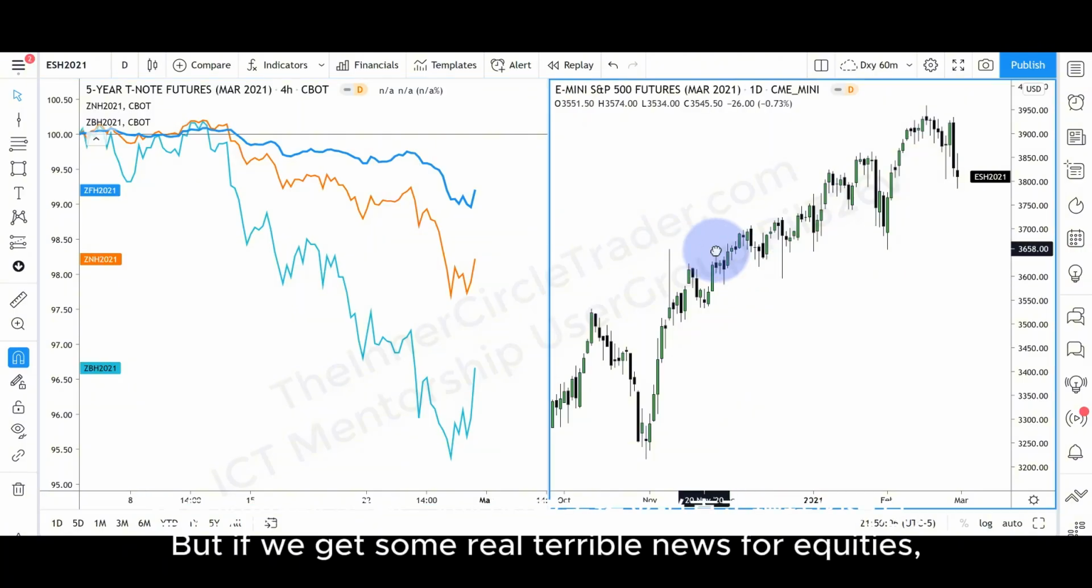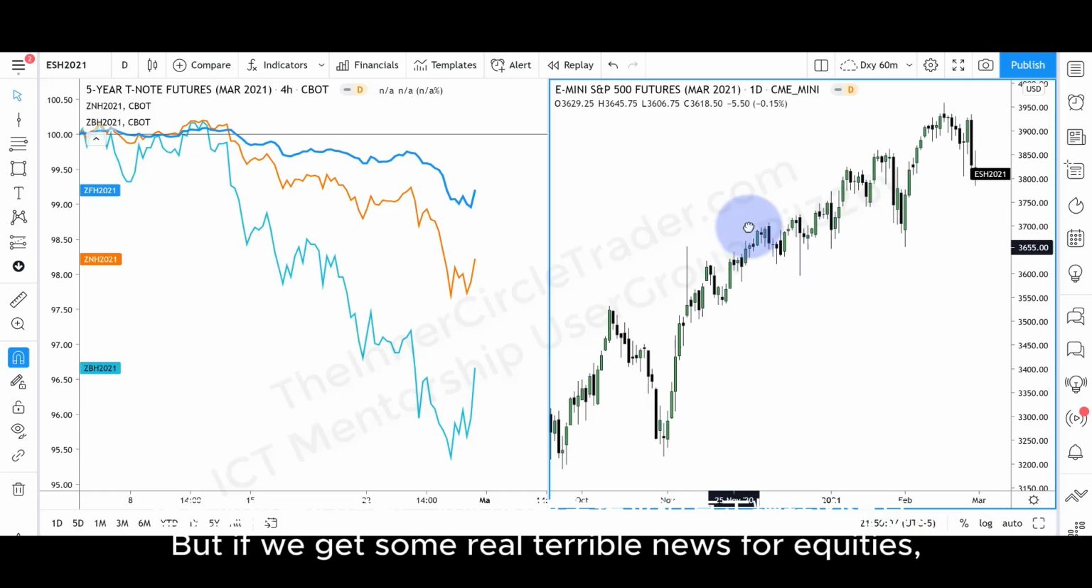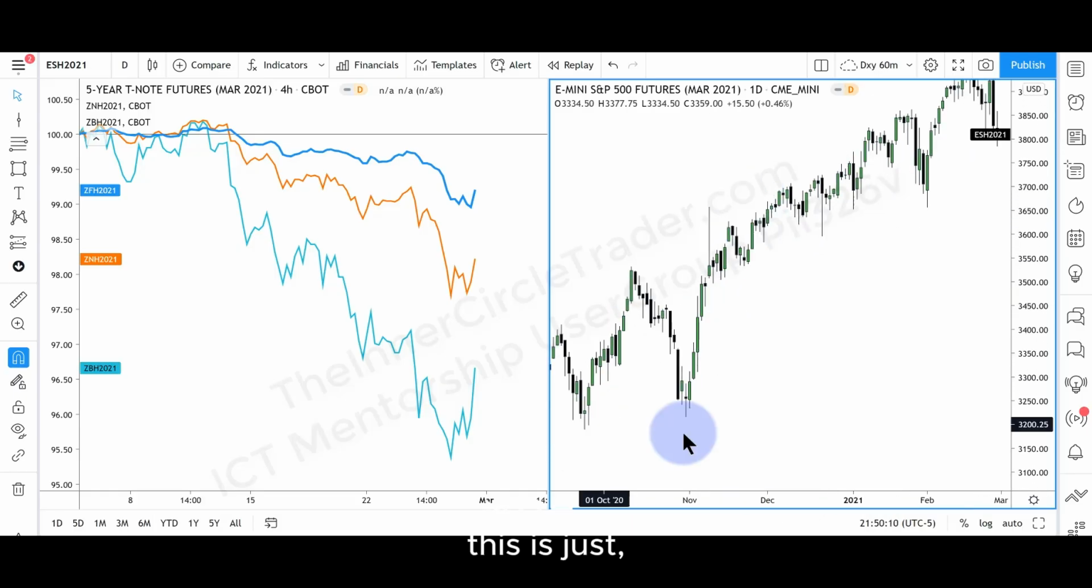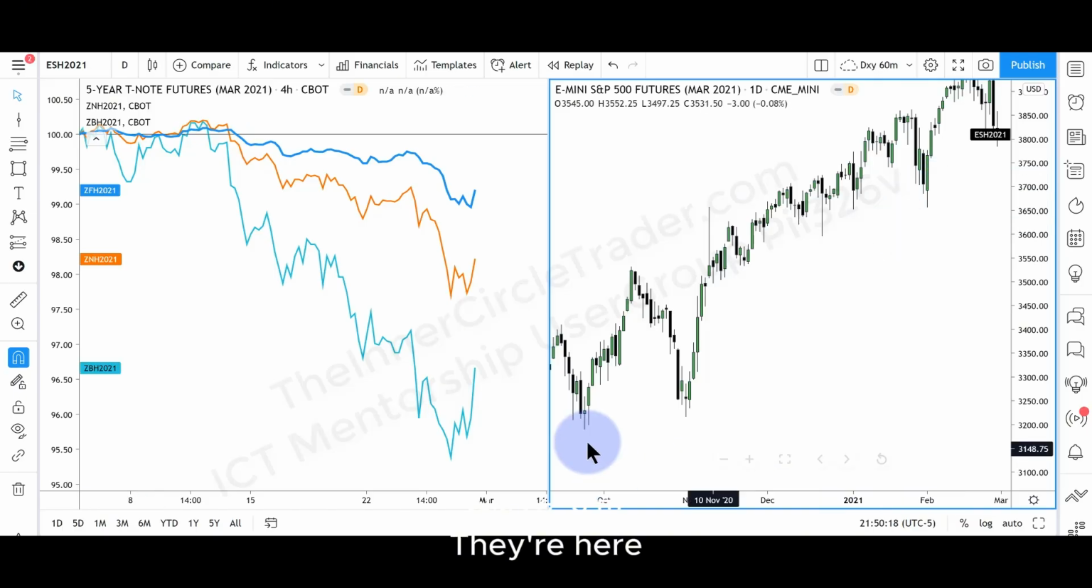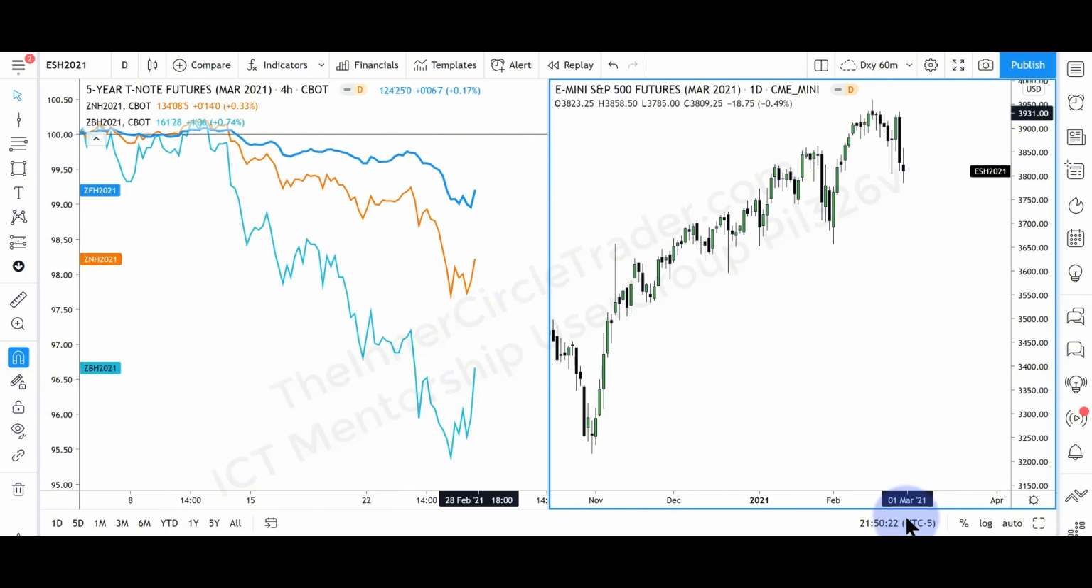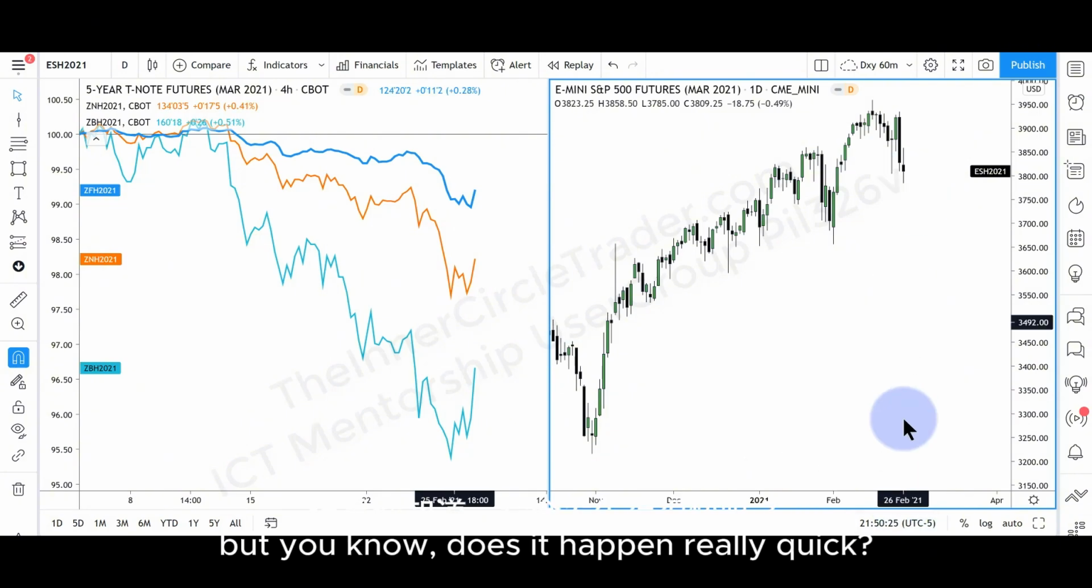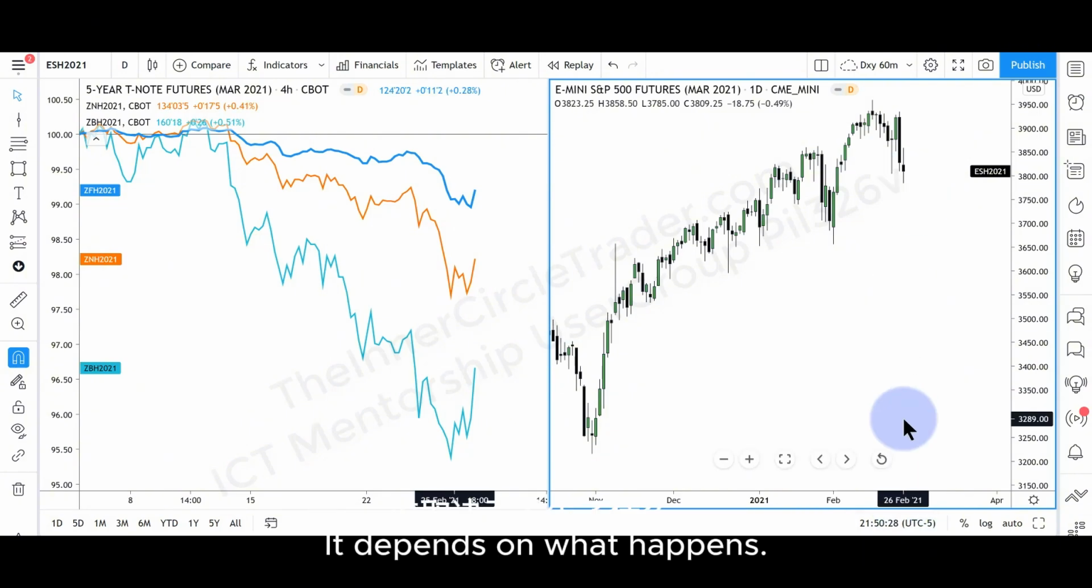But if we get some real terrible news for equities, that's to me where all the money is for large funds. They're not up here with their stop. They're here. And it's a lot, but does it happen really quick? It depends on what happens.